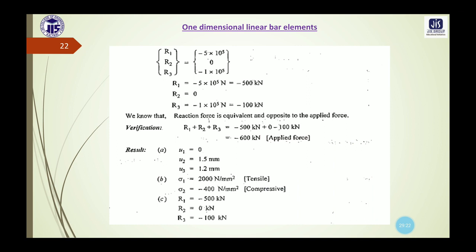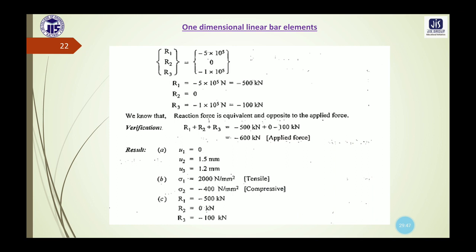Now to validate or verify our result, we need to use this concept, that the reaction force is equivalent and opposite to the applied force. So if we sum the values of the reaction forces, we get minus 600 kilonewton, and the value of the applied force was also 600 kilonewton.